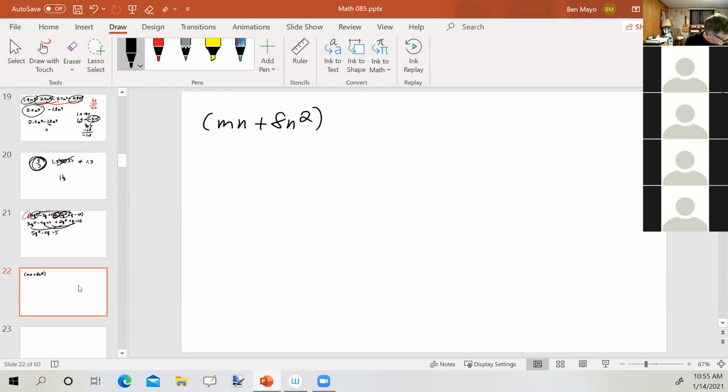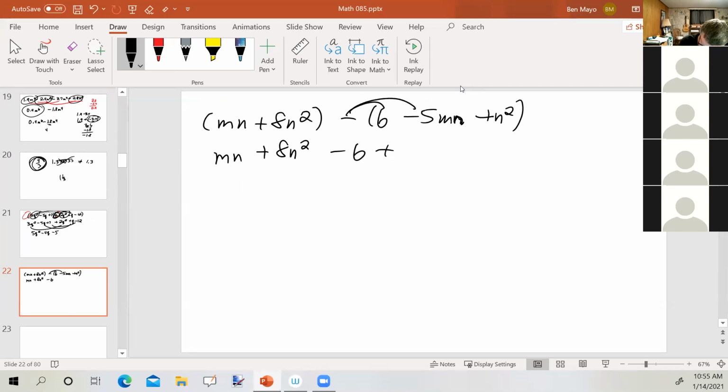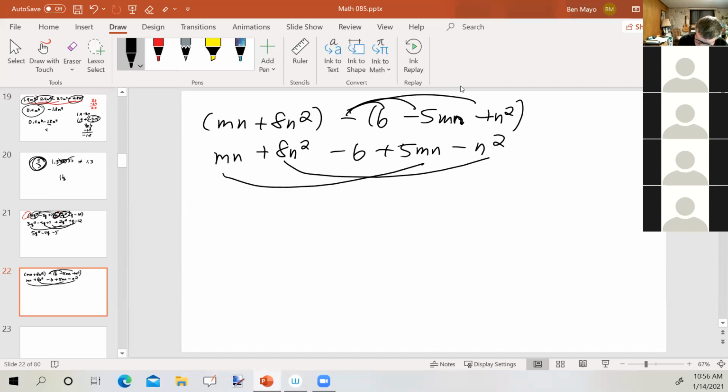So I've got mn plus 8n squared minus 6, minus 5mn, and then plus n squared. Okay. So first of all, I'm going to get rid of the grouping symbols. There's nothing in front of the first parentheses, so I can just drop the parentheses. Then I'm going to distribute. So I'm going to get minus 6. Negative times negative is plus 5mn, and then minus n squared. Okay. Now, these are like terms, and those are like terms. So I've got 8n squared plus 6mn minus 6.